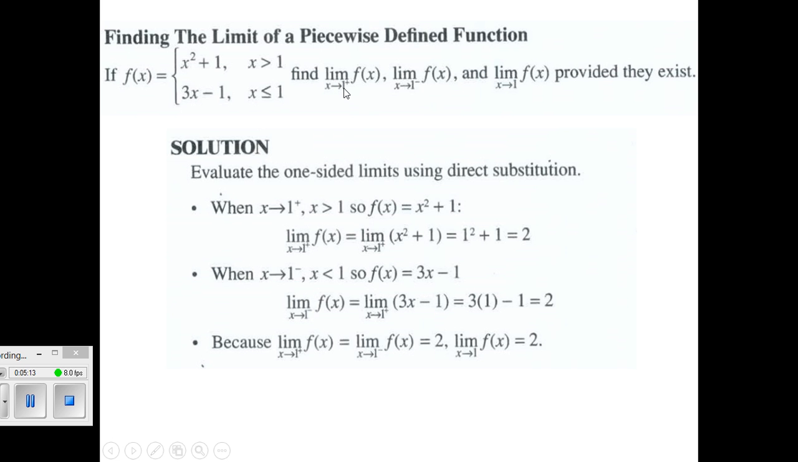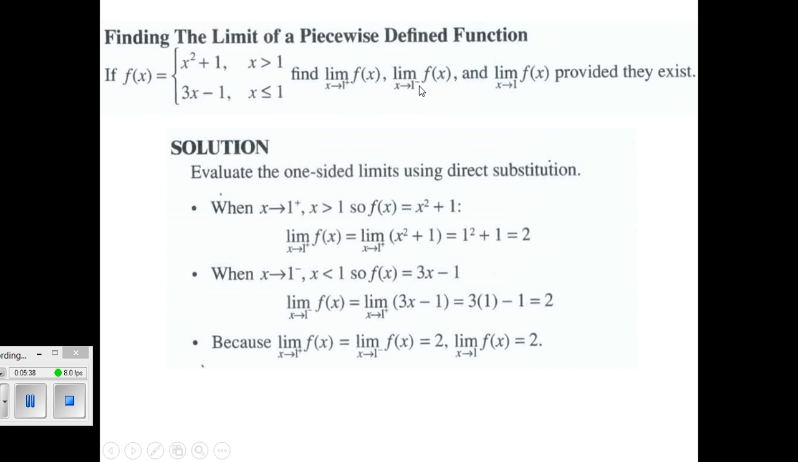The limit as x approaches 1 from the plus side. Well, remember, from the plus side would mean for values greater than 1. Okay, so we'll evaluate that from the plus side by evaluating it on the top piece, that piece for which it's defined x greater than 1. So evaluating on the 1 side just looks like you can plug it right in and it gives you 2.